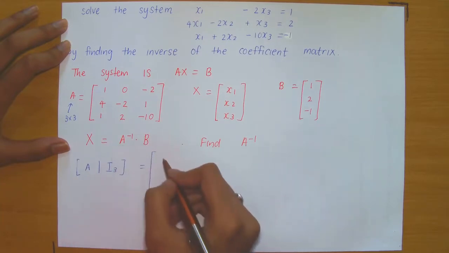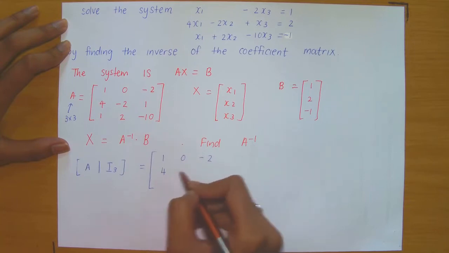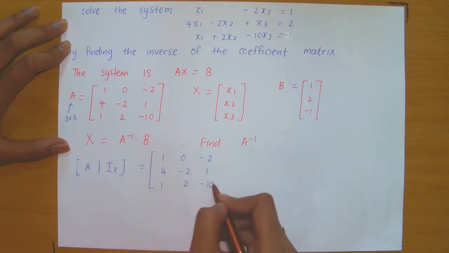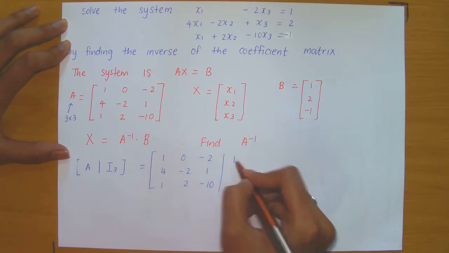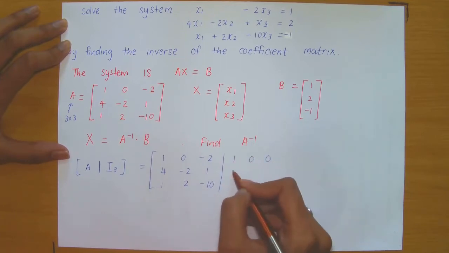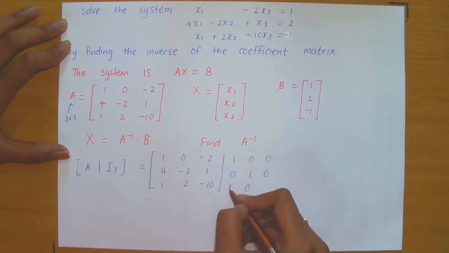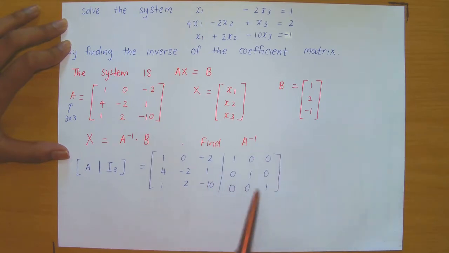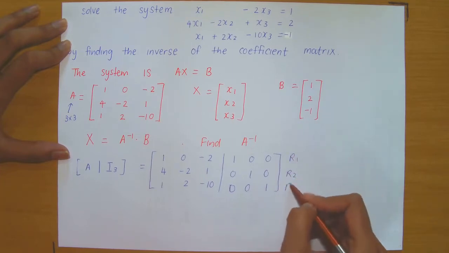I'm going to copy down matrix A: 1, 0, minus 2, positive 4, minus 2, 1. In the last row, 1, 2, negative 10. I write down my vertical line, and I now write down the identity matrix. Oops, this is meant to be a 0, and that's a 1. The identity consists of 1s on the main diagonal and 0s elsewhere. I'm just going to label this row 1, row 2, and row 3.